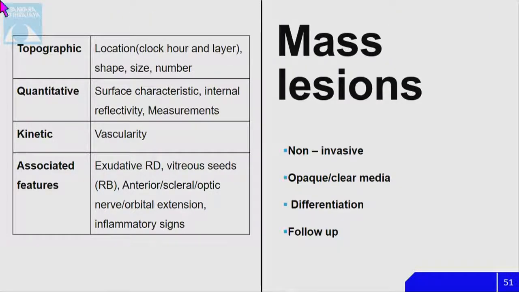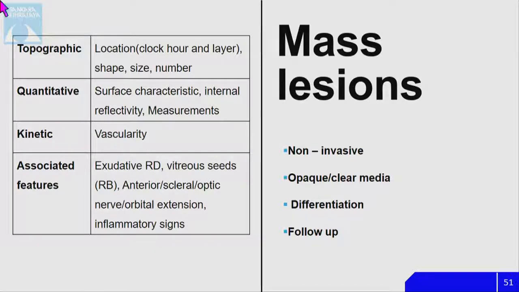So for mass lesions, ultrasound is non-invasive, can be used in both opaque and clear media, helps in differentiation of various mass lesions and aids in follow-up. In a mass lesion, we should tell about, again, topographic, quantitative, kinetic, and associated features. The topography, like location, even the clock hour and the layer involved, shape, size, and number. Quantitative, most important is the measurements.